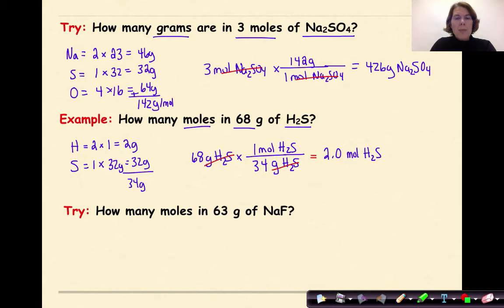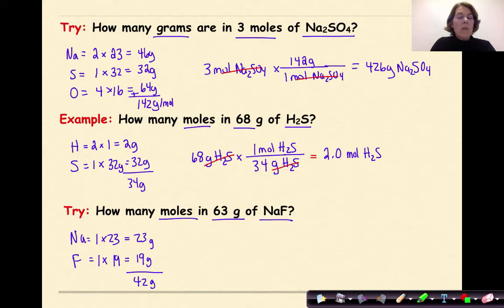Let's do one more example together. How many moles in 63 grams of sodium fluoride? I have to figure out the gram formula mass of sodium fluoride. So a sodium and a fluorine. There is 1 mole of sodium here involved in this sodium fluoride. So 1 times 23 is going to give me 23. 1 fluorine, atomic mass of fluorine is 19. So 1 times 19 is 19 grams for both of these. And when I add that up, I get 42 grams for the gram formula mass of sodium fluoride.